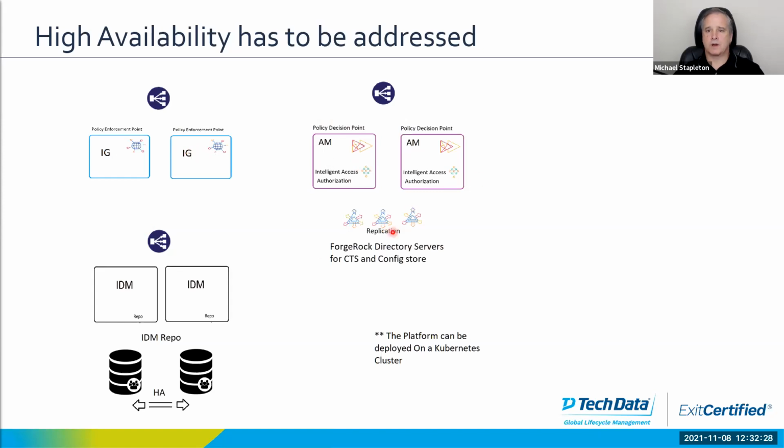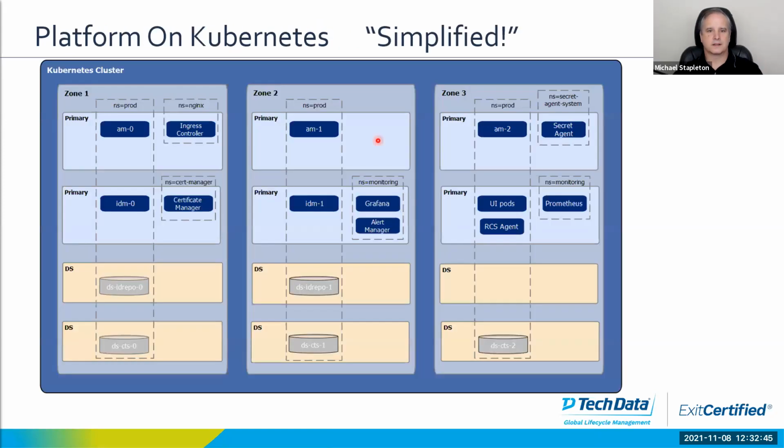AM itself stores all of its information in directory servers. So you're going to have lots of directory servers. They need to be ForgeRock directory servers, and you have to have synchronization replication set up between them, so you don't have any single points of failure. So the real world, of course, is pretty complex.